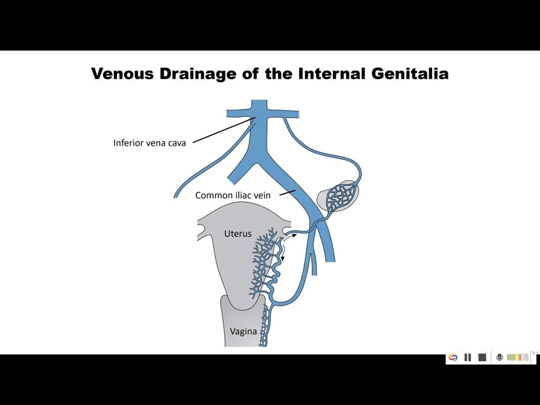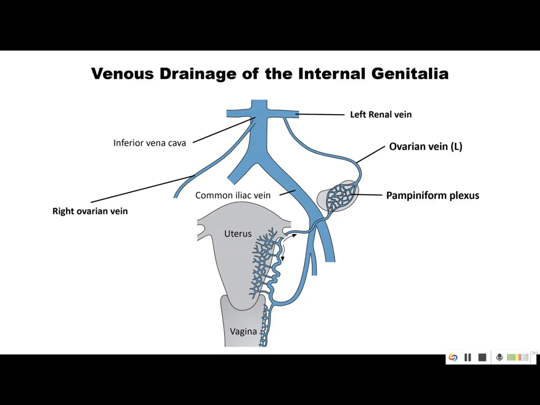Veins draining the ovaries form a vine-like pampiniform plexus in the broad ligament near the ovary and the uterine tube. The veins of the plexus usually merge to form a single ovarian vein, which leaves the lesser pelvis. The right ovarian vein ascends to enter the inferior vena cava. The left ovarian vein drains into the left renal vein.